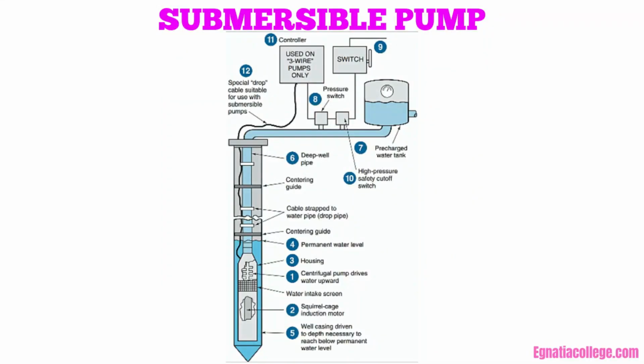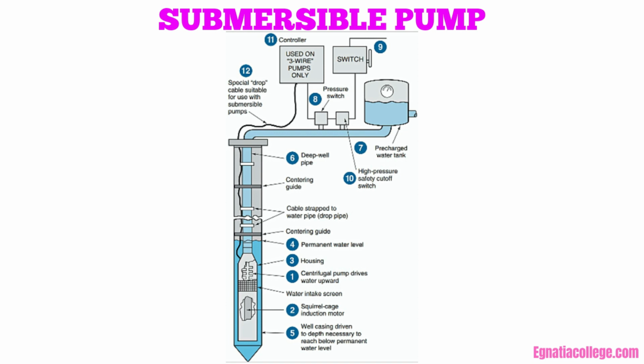Submersible pump. This figure shows the major components of a typical submersible pump. A submersible pump consists of a centrifugal pump, circled as 1, driven by an electric motor, circled as 2. The pump and the motor are contained in one housing, circled as 3, submersed below the permanent water level, circled as 4, within the well casing, circled as 5.